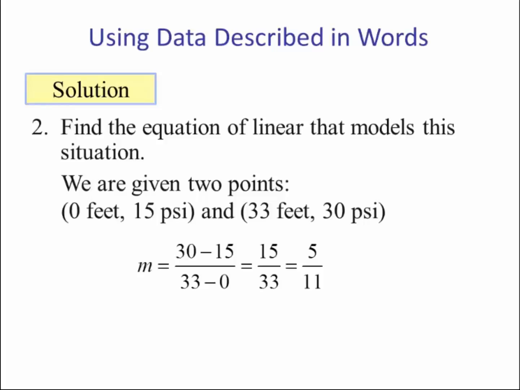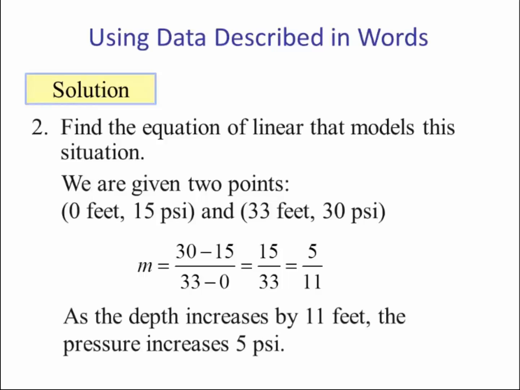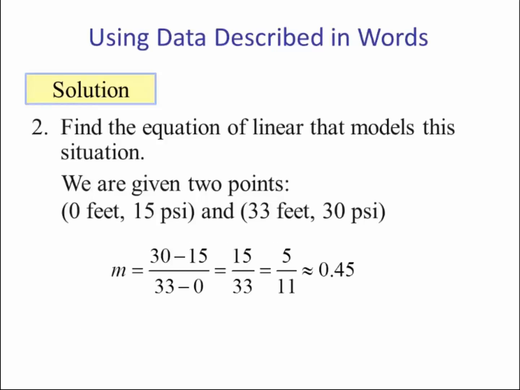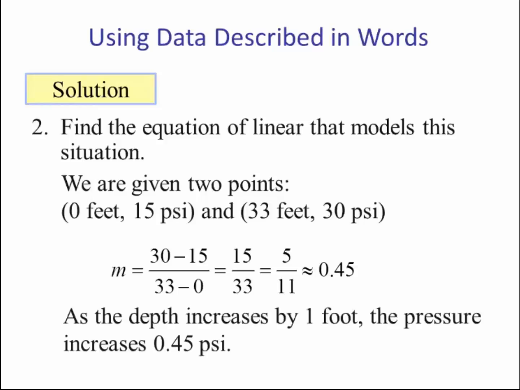Finding the slope between these two gives us 15 over 33, which reduces to 5 over 11. So we could say as the depth increases by 11 feet, the pressure increases by 5 psi. Now we could also divide those. 5 divided by 11 is approximately 0.45. And if we were to interpret the slope here, we would say as the depth increases by 1 foot, the pressure increases by 0.45 psi.